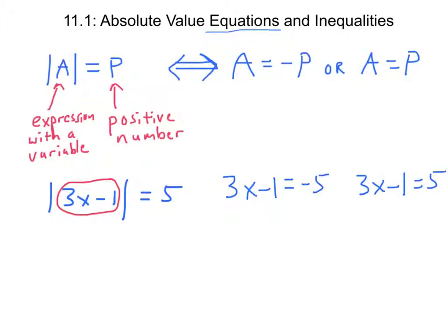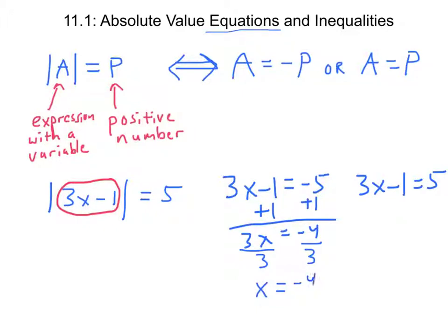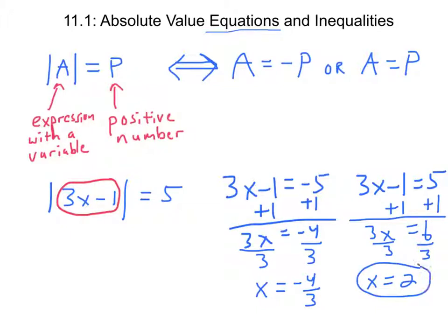Now we're going to solve these both separately, the way we normally would. So here we'll get 3x equals negative 4. And then we'll divide by 3. And so one solution will be x equals negative 4/3. And then we'll solve this other equation the same way. So we'll add 1 to both sides, so 3x equals 6. Then divide by 3, so x equals 2. And notice you'll get two solutions to an equation of this type.